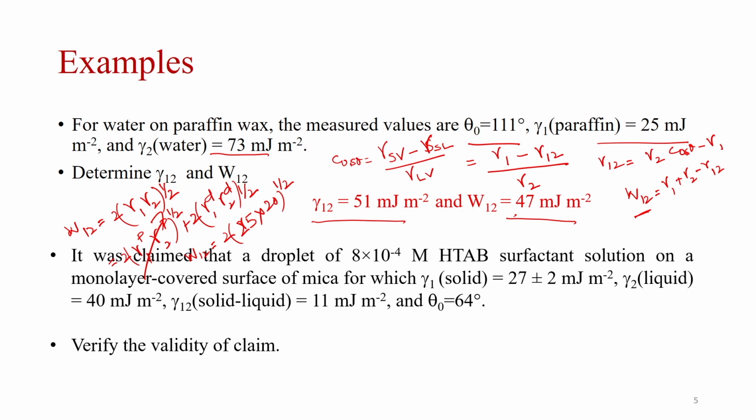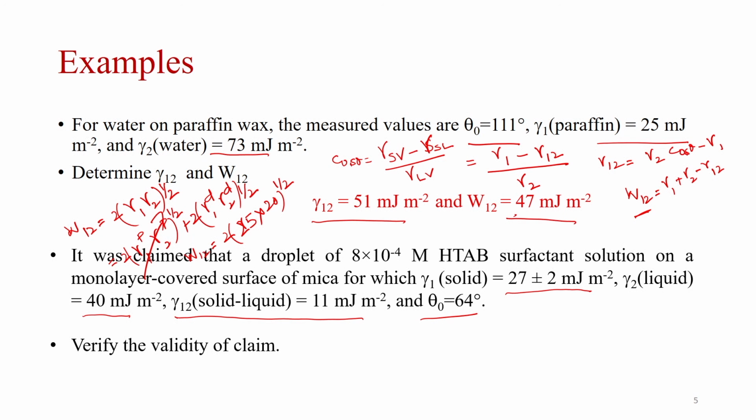So, we will just see another example based on the same concept. It is claimed that a droplet of a surfactant on a mica surface, which has a surface energy of 27 plus minus 2 millijoule per meter square. The liquid, meaning the surfactant, has a surface energy of 40 millijoule per meter square, the interfacial energy or interfacial tension gamma 12 is 11 millijoule per meter square, and the contact angle is 64. Now, you need to verify whether the data presented is valid or not.